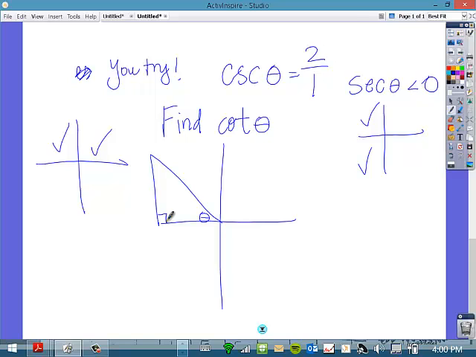Cosecant is the inverse of sine, meaning that this is hypotenuse over opposite. So opposite is 1, hypotenuse is 2. So this is one of my special right triangles. This is going to be root 3. But it's not positive root 3, it's negative root 3 because it's to the left of the y-axis. And we want to find cotangent of theta. Cotangent of theta is adjacent over opposite. Adjacent to theta is negative root 3. Opposite is 1. So your final answer is negative root 3.